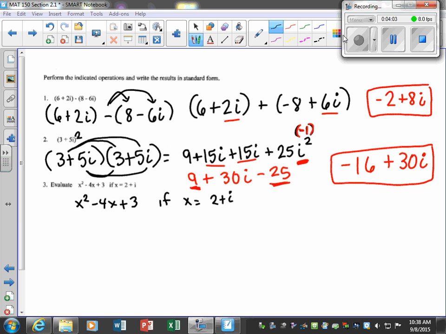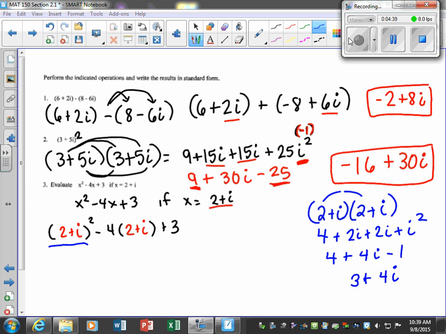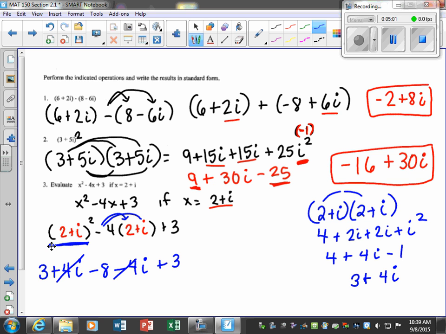So we have x squared minus 4x plus 3. So everywhere there is an x, I'm going to put a parenthesis. And then I'm going to plug in 2 plus i. For this particular part, we need to go off to the side and FOIL that out. So 2 plus i, a binomial times a binomial, you want to FOIL out. So we'll take a few minutes and do that. So we see we get 3 plus 4i. So we're going to come over here and simplify that to 3 plus 4i. -4 times 2 is -8 minus 4i plus 3. This cancels this, and we get 3 minus 8 plus 3, which is negative 2.